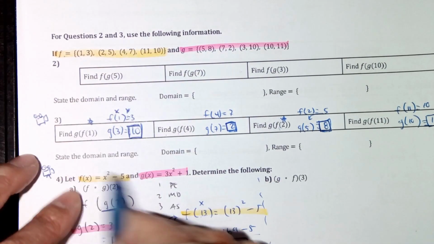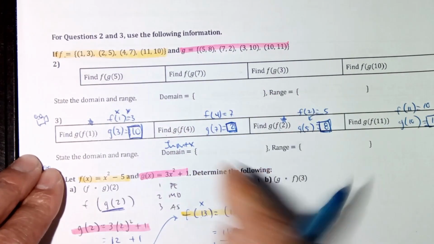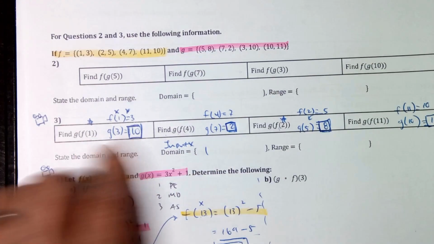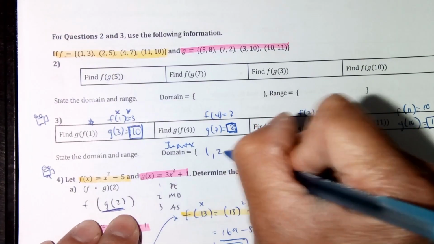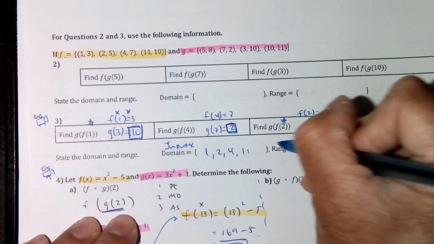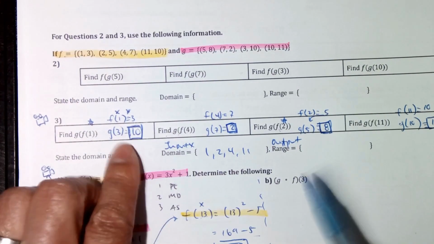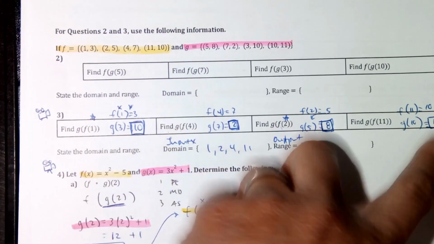So my inputs are my x values. So we put in 1, 4, 2, and 11. 2, 4, 11. And the outputs, or answers, that we can pick from are what we had. So you can pick 2, 8, 10, and 11.